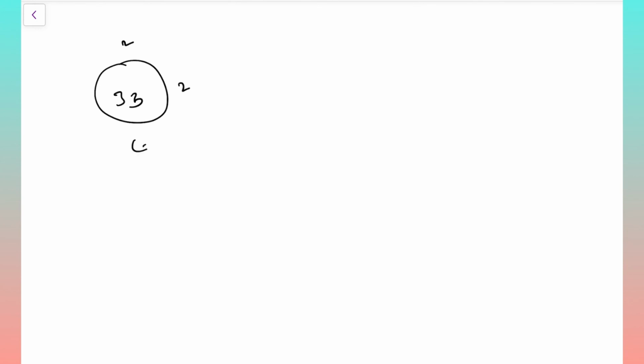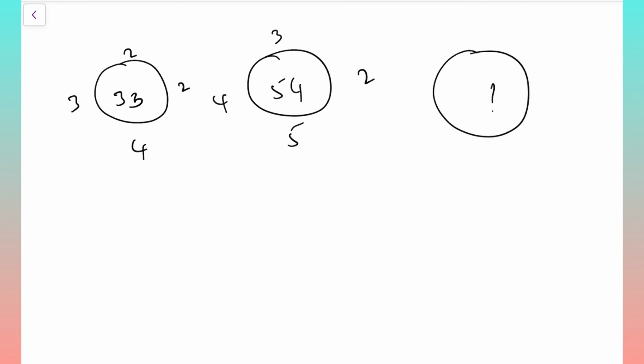Two, 2, 4, 3. Here 5, 2, 3, 4, 54. Then one more question mark here, 3, 4, 5, 6. Okay, what will come in the question mark place? First let us check the first figure. Outside numbers, if I do addition: 3 plus 2 is 5, 5 plus 2 is 7, 7 plus 4 is 11. 11 3s are 33. Let us check whether the same logic is applicable in the second figure or not.